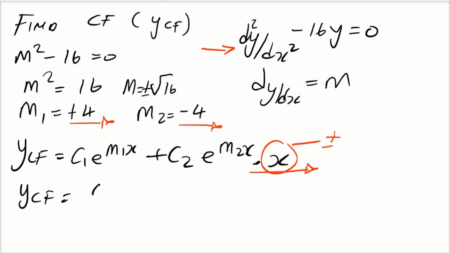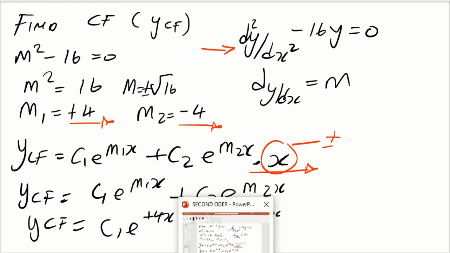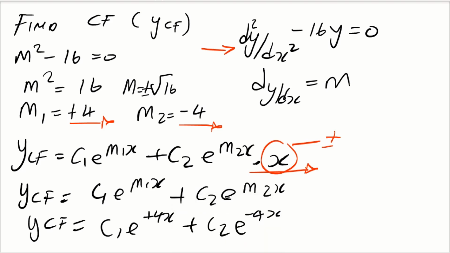So in this case, you're gonna use the standard equation. Your YCF will be C1 e to the m1x plus C2 e to the m2x. You don't multiply by x, so you substitute those values. You'll get C1 e to the power of positive 4x plus C2 e to the minus 4x. This is how you find your factors. So after finding this YCF, then you are done.